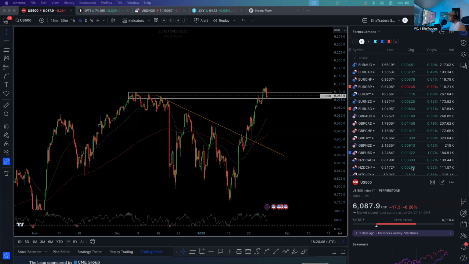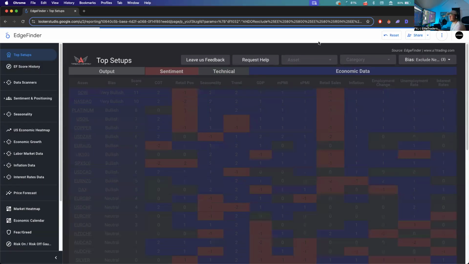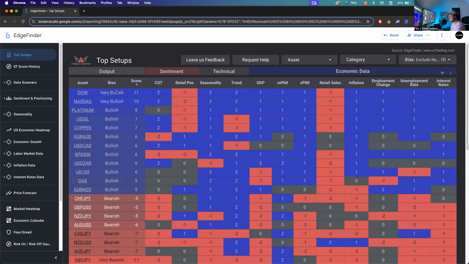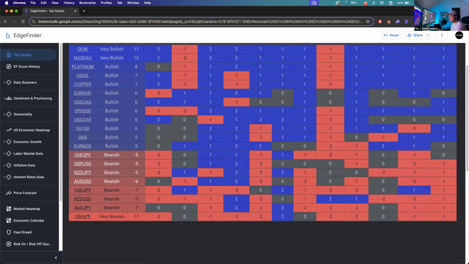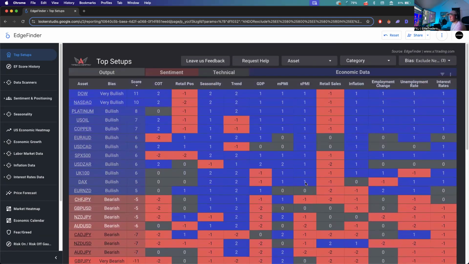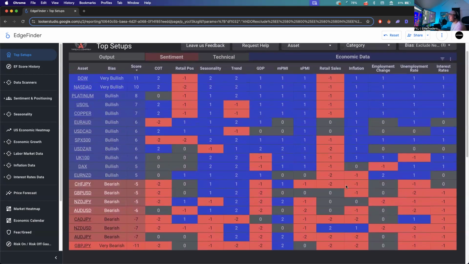Is the S&P and the SPX on the Edge Finder? Let's see. Actually, let's pull up the Edge Finder and see what is there. Let's get rid of neutral. So we've got Dow actually reading the strongest buy. Nasdaq is very bullish. The S&P is here with a reading of 6. Nothing too huge, but it is there. Pound yen, actually, a lot of the yen pairs are very bearish at the moment, which is interesting. I'm not convinced on going long on the yen at the moment.